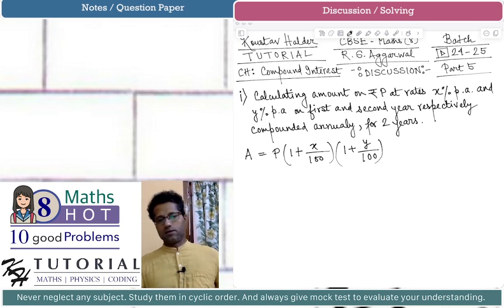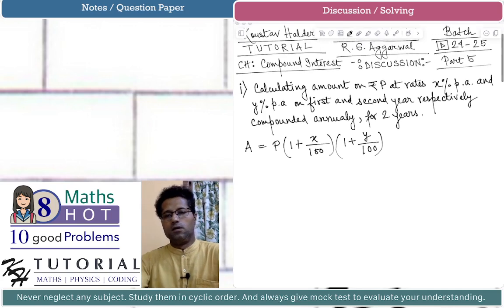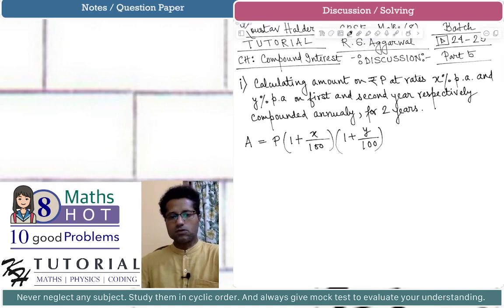Now, to understand this formula, it is very simple. It is based on the very fundamental concepts of calculating interest at the end of every unit of time. Since in this case the interest is being compounded annually, the unit of time is 1 year, 12 months. So we start from the principal.